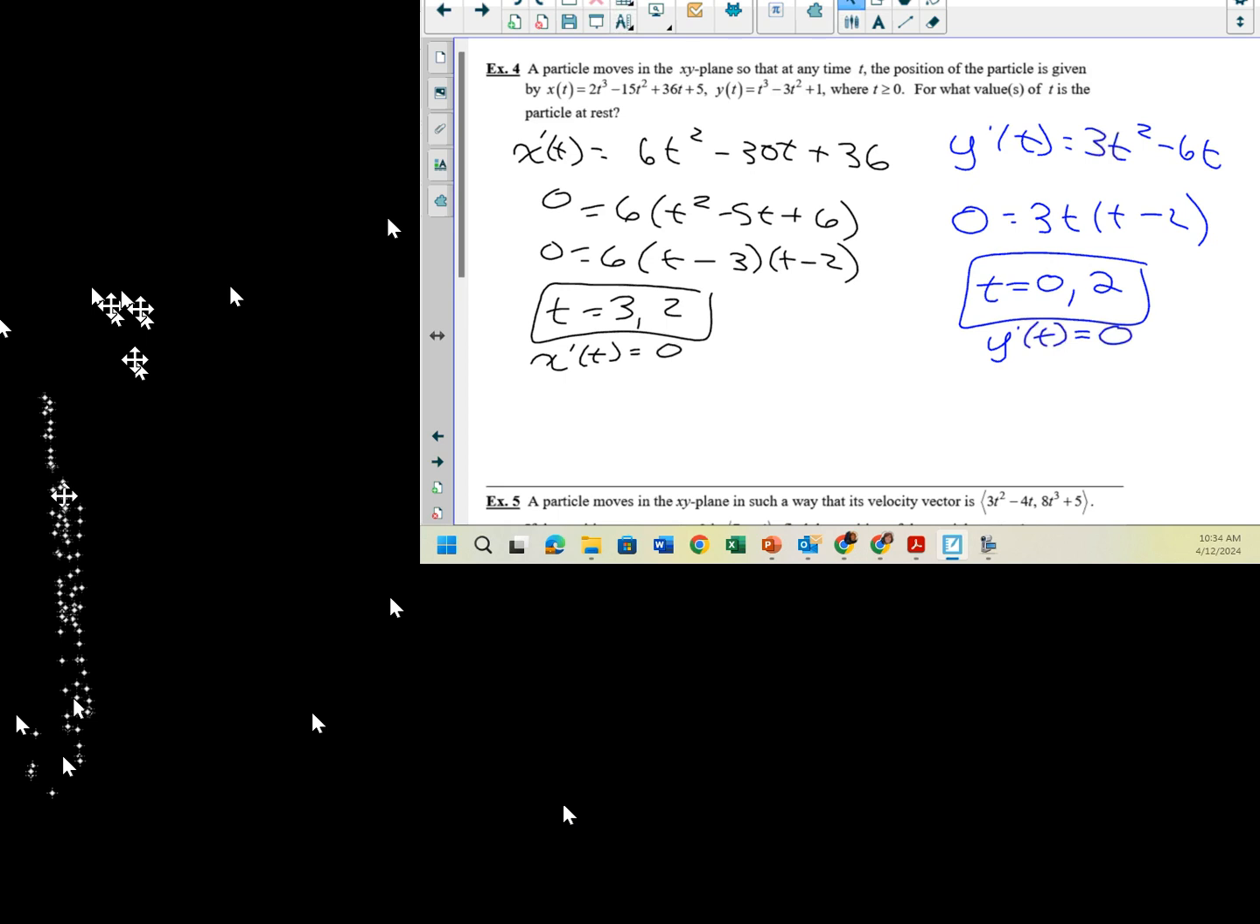But in order for you to be at rest, they both have to equal 0. What do they both equal 0? T equals 2. They both have to equal 0 in order for this to work. Alright. Here we go.